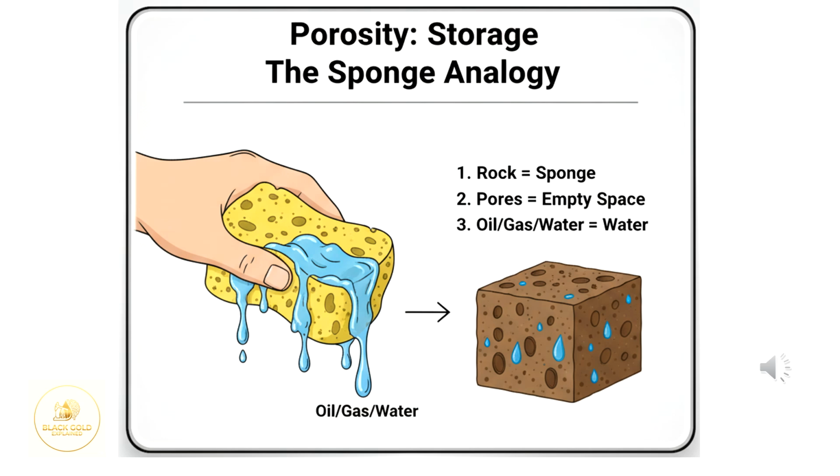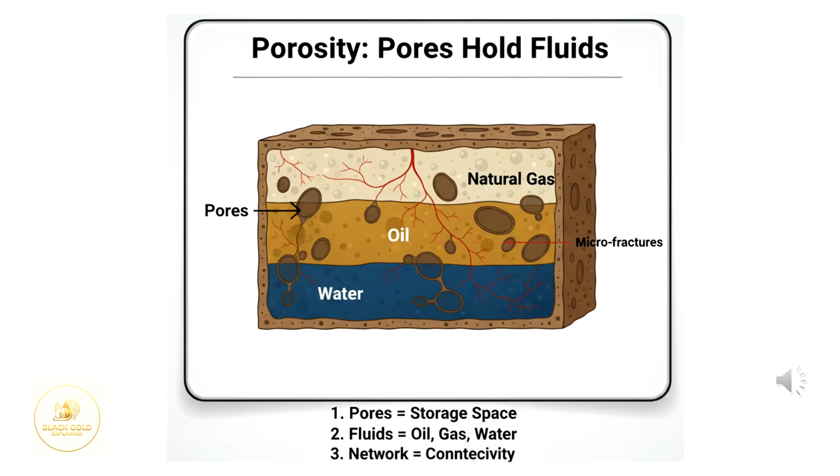Think of a kitchen sponge. How much water it holds depends on the empty spaces inside. In reservoir rocks, these empty spaces are called pores, and they're what hold the precious fluids: oil, gas, or water.